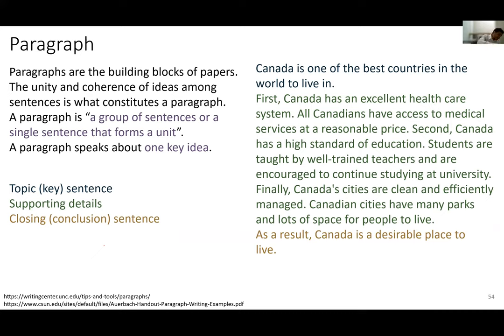So paragraphs are building blocks of papers, right? Not only papers, but whenever you write, even if you write an email or an answer to a question paper, it's a paragraph that you use. So learned people are taught and trained to properly read paragraphs. The unit and coherence of ideas among sentences is what constitutes a paragraph. A paragraph is a group of sentences or a single sentence that forms a unit. The paragraph speaks about one key idea. That's the key thing about it, one key idea. So first of all, the topic or key sentence, the supporting details and the closing one.